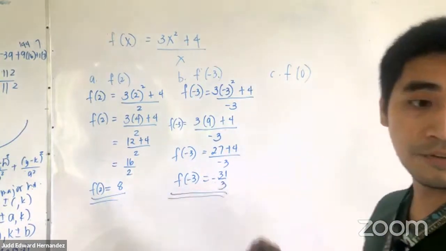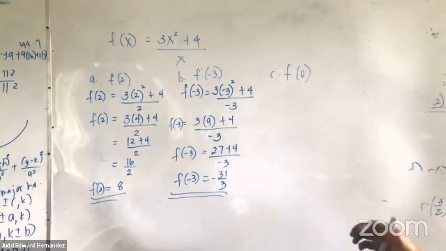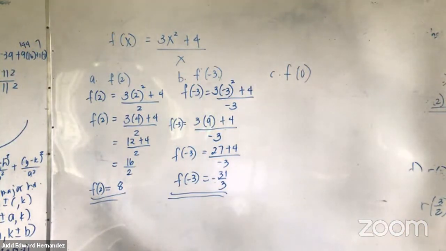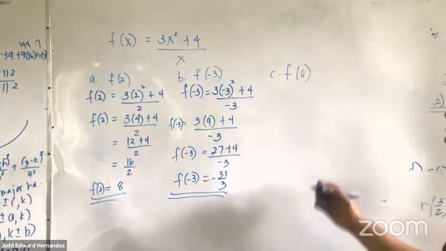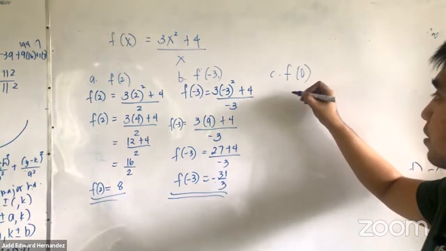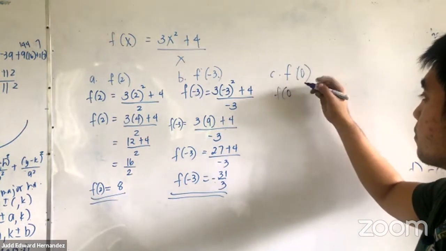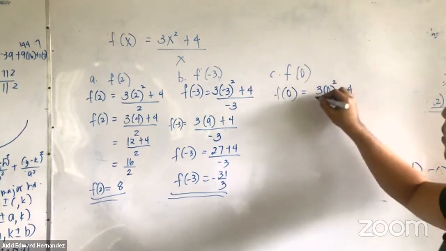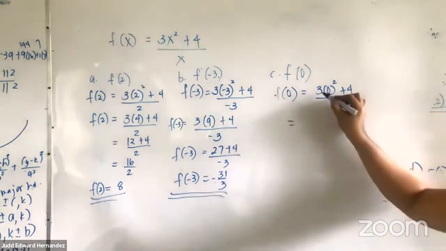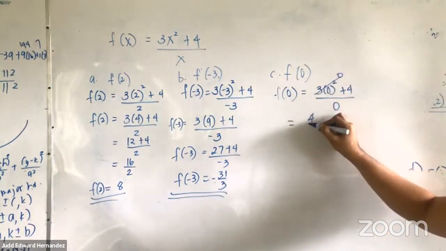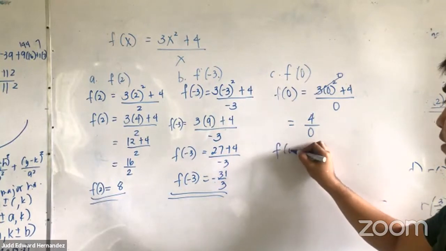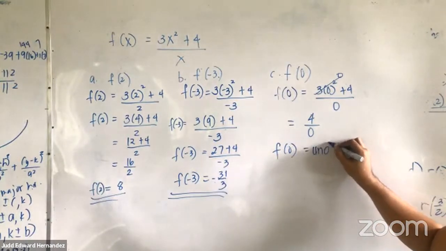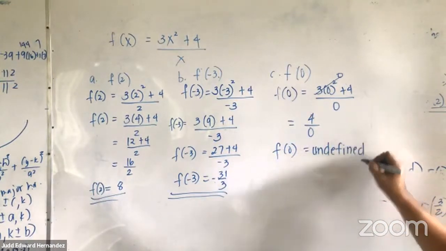So this is the answer if you're asked to determine f of -3 from the function 3x squared plus 4 all over x. And for the last one, we are given f of 0. So for f of 0, we'll now be having 3 times 0 squared plus 4 over 0. Simplifying, 3 times 0 squared is just 0. Therefore, this is 4 over 0. And always remember, if you are given a denominator of 0, this becomes undefined. So the answer for this one is undefined.